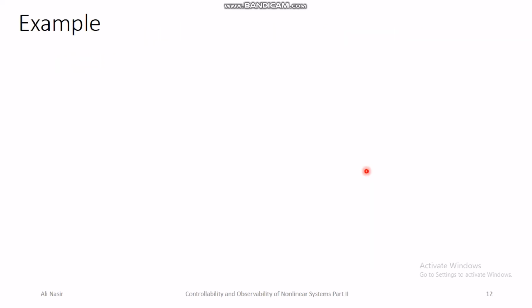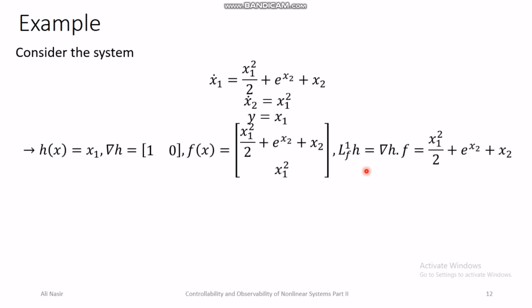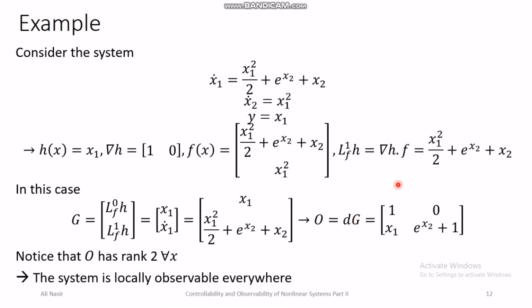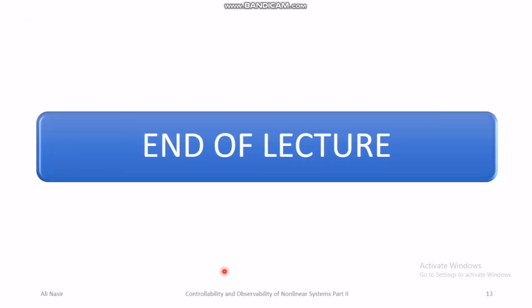Okay, so then we looked at an example of a nonlinear system, and we calculated the observability by first calculating the Lie derivative matrix, and we took the gradient of the Lie derivative matrix, which gave us the observability matrix. And we saw that the observability matrix has rank 2 for all x, so we say that the system is locally observable everywhere. So that concludes the lecture.